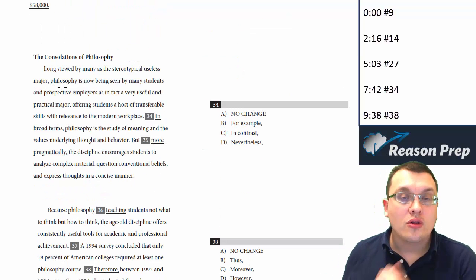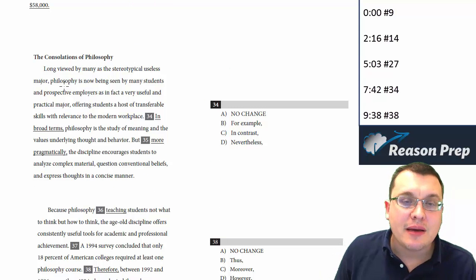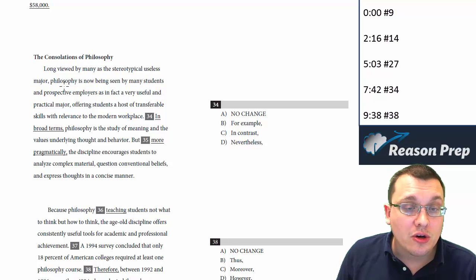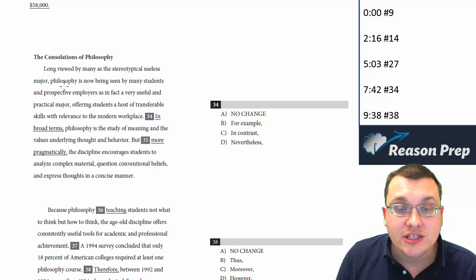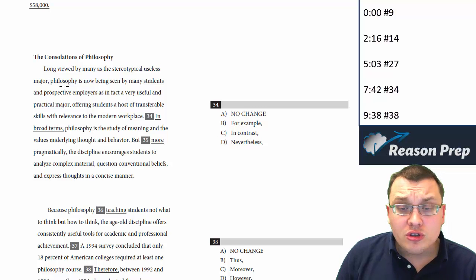34. Long viewed by many as the stereotypical useless major, philosophy is now being seen by many students and prospective employers as in fact a very useful and practical major, offering students a host of transferable skills with relevance to the modern workplace. In broad terms, philosophy is the study of meaning and the values underlying thought and behavior. But more pragmatically, the discipline encourages students to analyze complex material, question conventional beliefs, and express thoughts in a concise manner. So notice what's going on in these sentences.